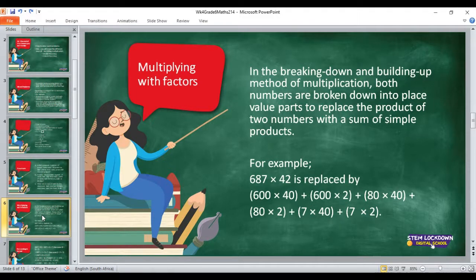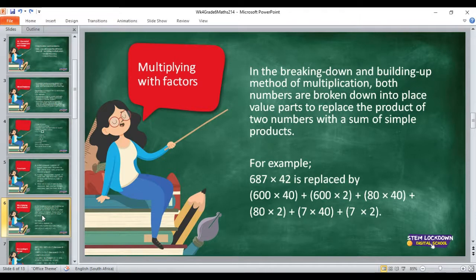600 multiplied by 40, then in brackets, plus 600 multiplied by 2. Also, you group them in brackets, plus 80 multiplied by 40. You put them in brackets, plus 80 multiplied by 2. You put those in brackets, plus, you open your brackets, 7 multiplied by 40, close brackets, plus, open brackets, 7 times 2, you close your brackets.